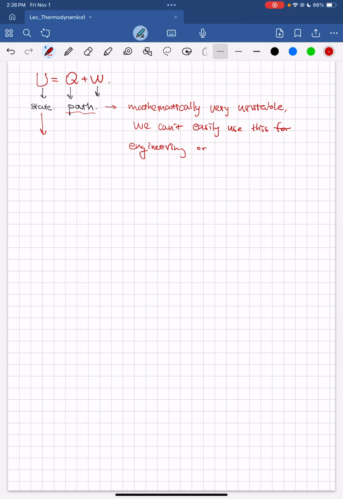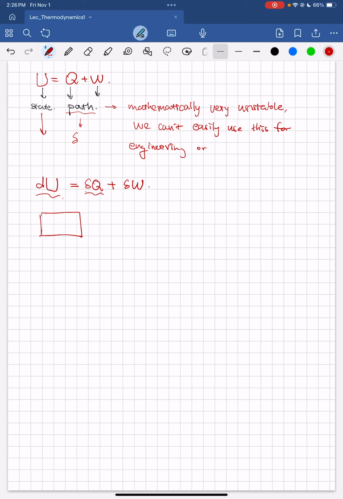Before we keep moving on, I have to tell you the basic notation of path function and state function. For state function, you use dU, okay? And for path function, you use this kind of symbol, which I think is delta. So delta Q plus delta W. dU is the infinitesimal change of internal energy, and delta Q is the infinitesimal change of heat.